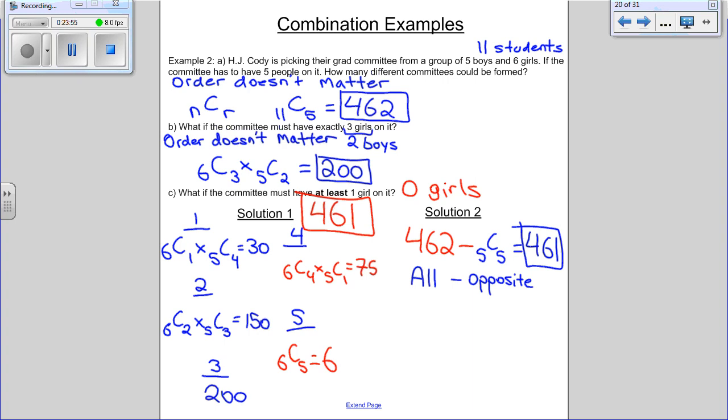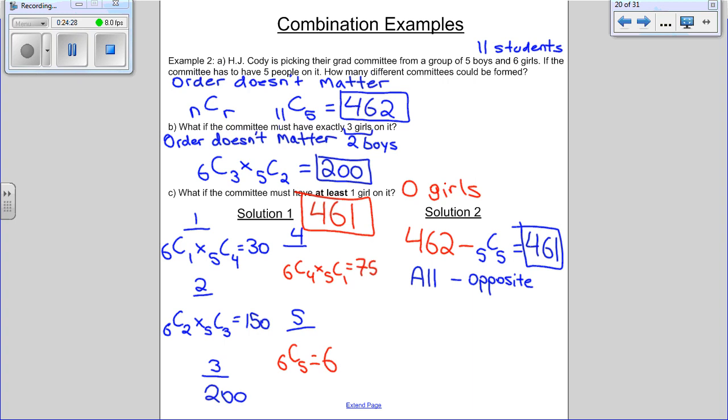Any questions? If I showed you that, what does 5C5 equal? All the boys, there's only one way you can do that. There's 5 boys, I needed all 5 on the committee, order didn't matter, that's only one possibility. So it's 462 minus 1 equals 461. 462 came from the first part, which told me all the different committees that were possible. It's important to recognize that.